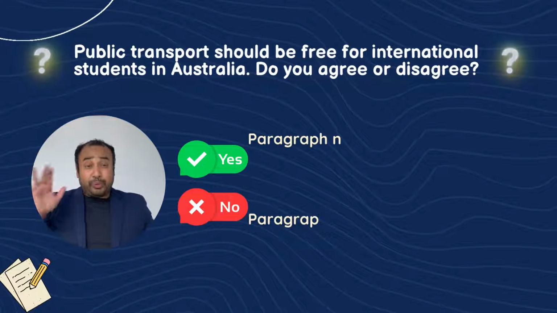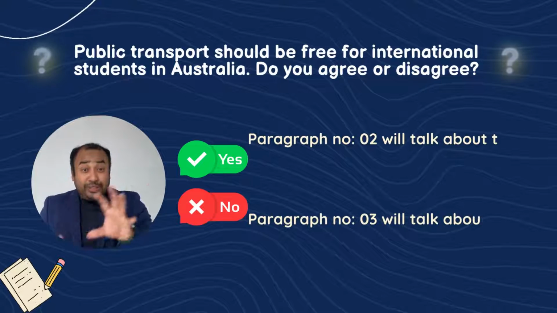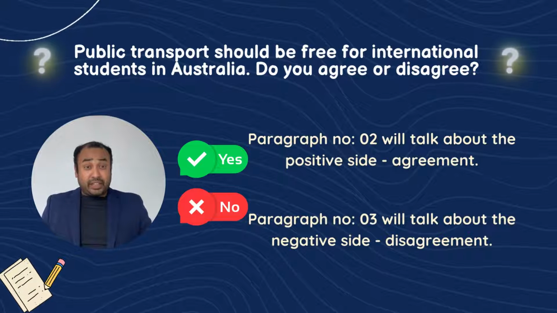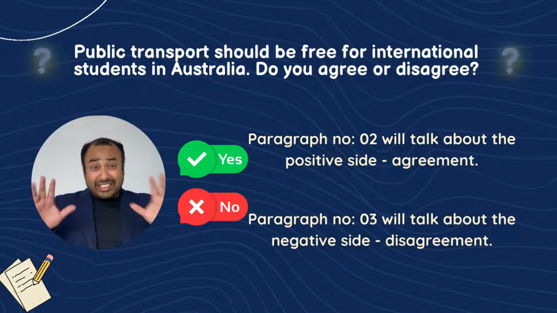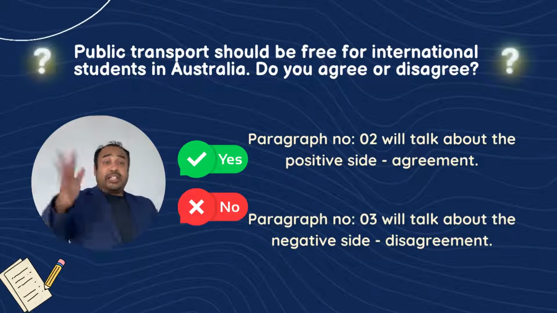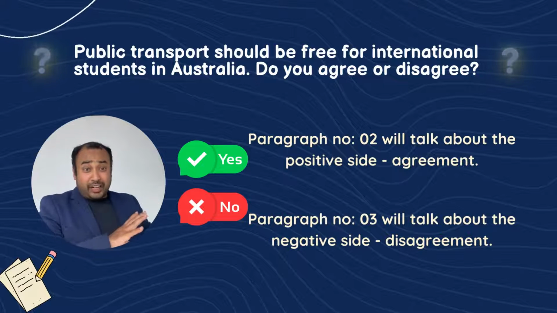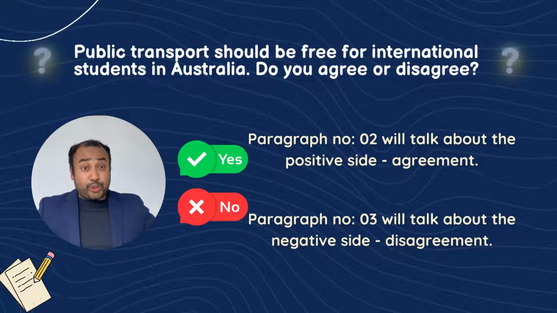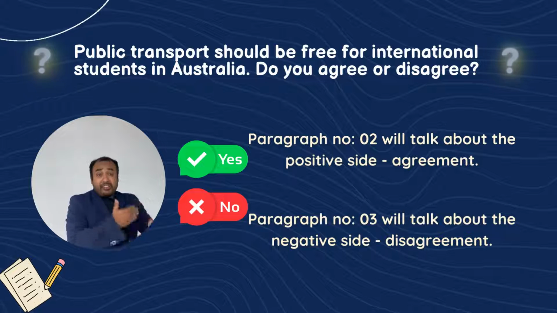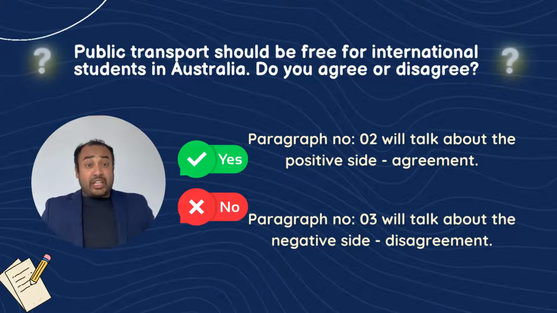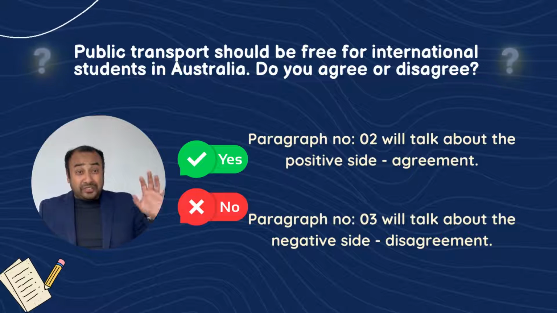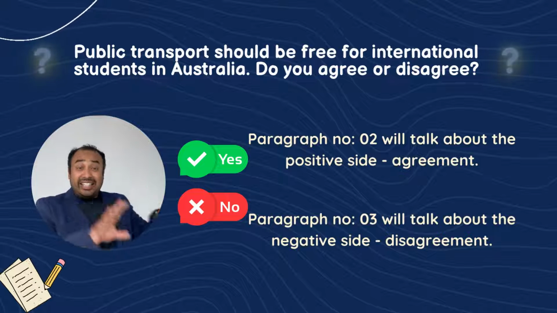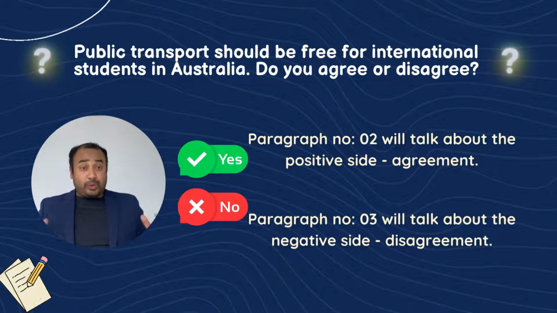For example, public transportation should be free for international students in Australia. Do you agree or disagree? In one of the paragraphs, you have to say, yes, I agree for this reason, that public transport should be free. In the other paragraph, the negative paragraph, or the opposite side, you need to say, no, nothing should be given free in Australia, okay? No free transportation should be given. And this is the reason behind it. So that's what we're trying to do.